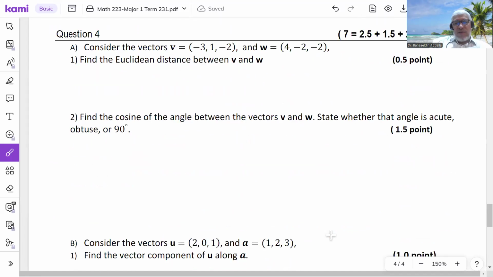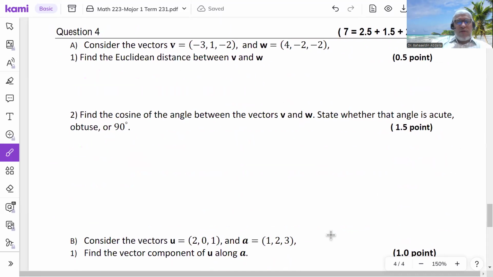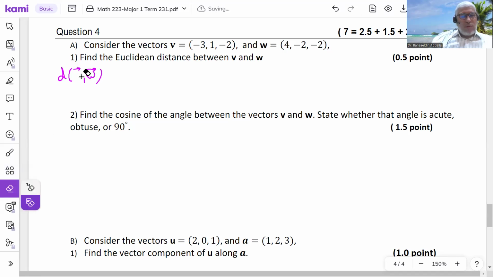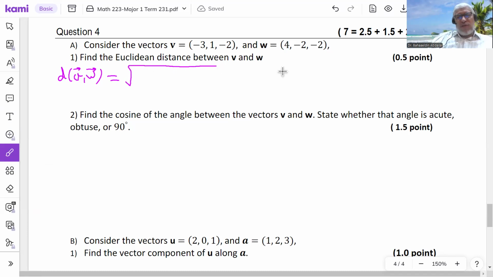Consider the vectors v and w. Find the Euclidean distance between v and w. Well, the Euclidean distance, we say d(v,w) equals the square root of the difference between them squared. So 4 minus minus 3 squared, and plus negative 2 minus 1 squared.